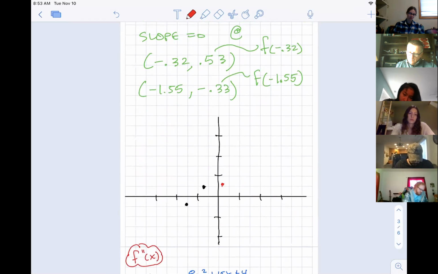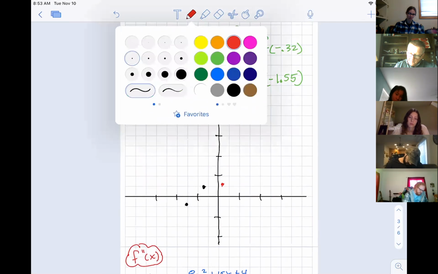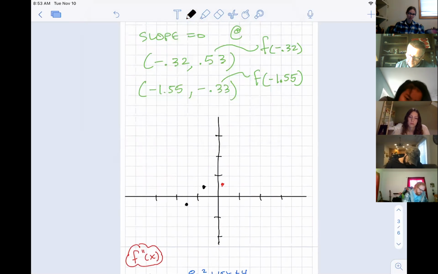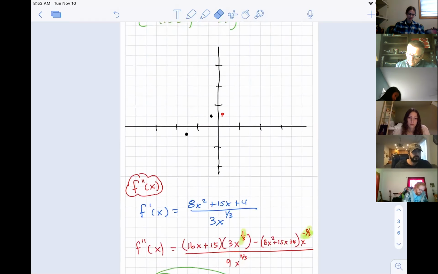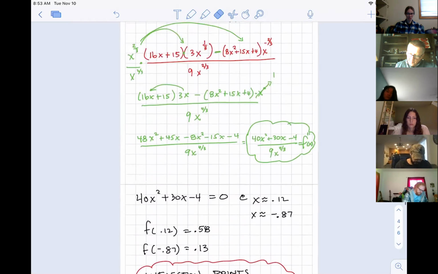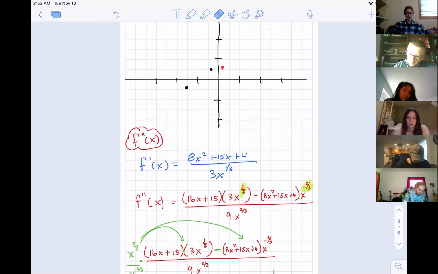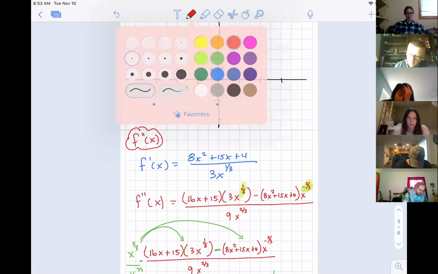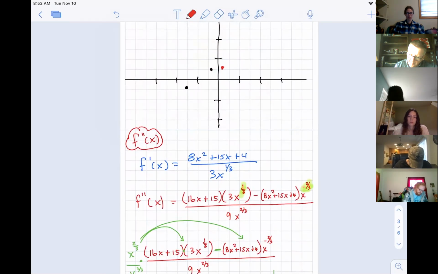I think I put this black one in the wrong spot. It was -0.32, which is actually more like here, since each of my marks is worth a half. You agree with that? So the point I'm trying to graph now is -0.87, 0.13. So maybe that's like right in here.